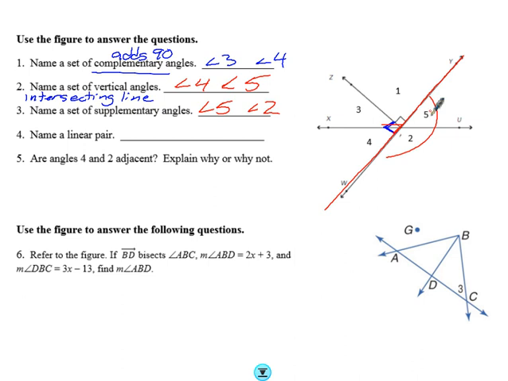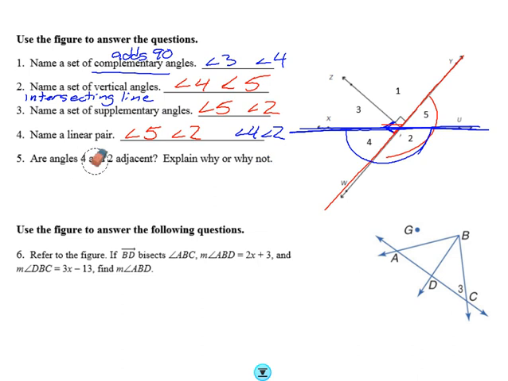Cool thing is that angle 5 and angle 2 are also a linear pair because they share that wall and they're on a straight line. Another example of a linear pair here, I could look at this straight line here, this blue one, and I could say 4 and 2 are a linear pair. So either one of those works.